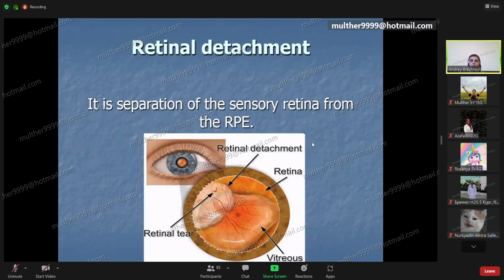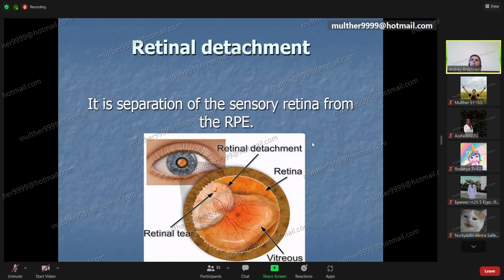So, retinal detachment. I have already repeated these words several times today, especially when we were talking about the diabetic changes in the form of tractional retinal detachment. But there exist different types of retinal detachment. Retinal detachment means separation of the sensory retina from the retinal pigment epithelium. Pathogenesis. In non-tractional retinal detachment, fluid collects in the potential space between the sensory retina and the retinal pigment epithelium.